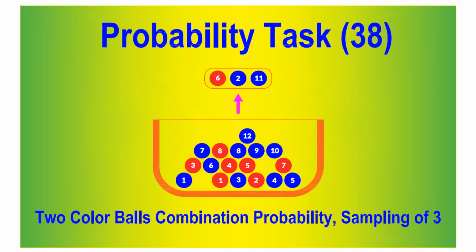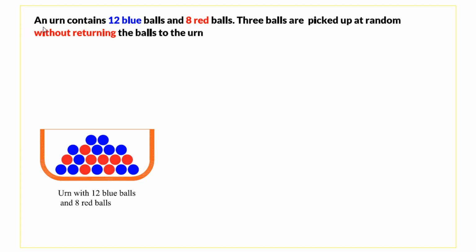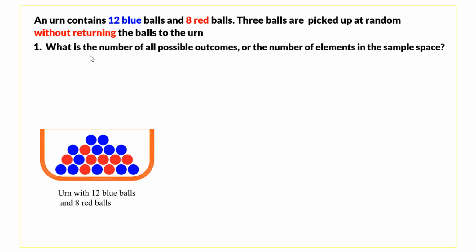In this video, we will study two color balls combination probability, but the sampling size will be 3. An urn contains 12 blue balls and 8 red balls. 3 balls are picked up at random without returning the balls to the urn. First question, what is the number of all possible outcomes, or the number of elements in the sample space?